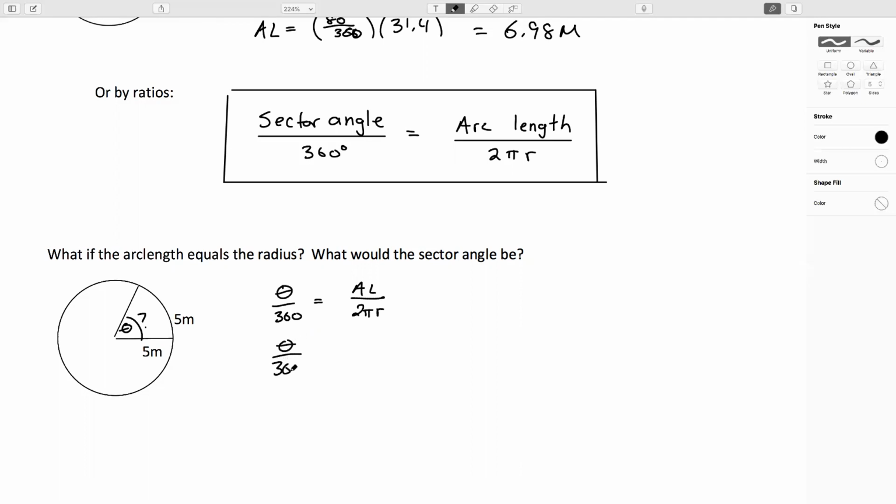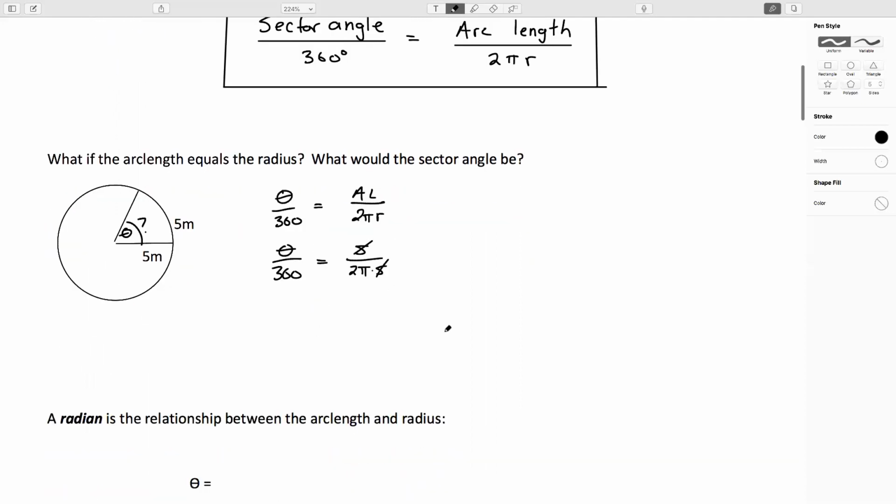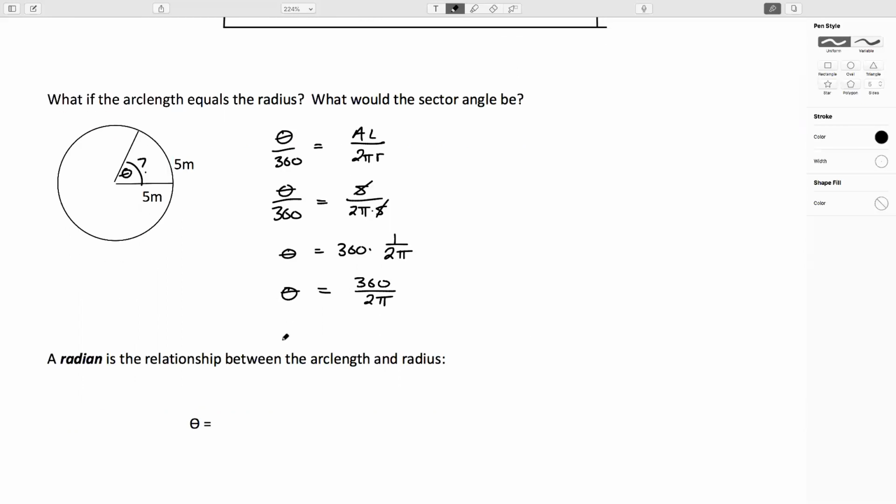Theta over 360 equals 5 over 2 pi times 5. And now we can cancel out the 5s. We can also multiply by 360. So theta equals 360 times 1 over 2 pi, or theta equals 360 over 2 pi. And if we put this in a calculator, we end up with an angle theta of 57.3 degrees, roughly. That's 1 radian.